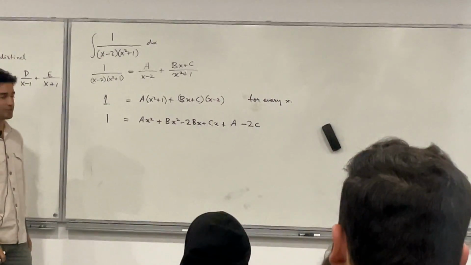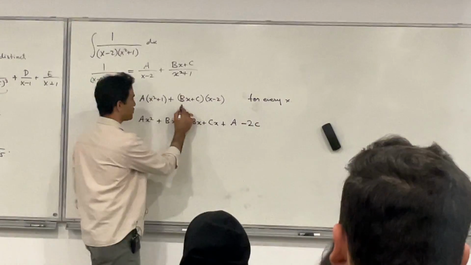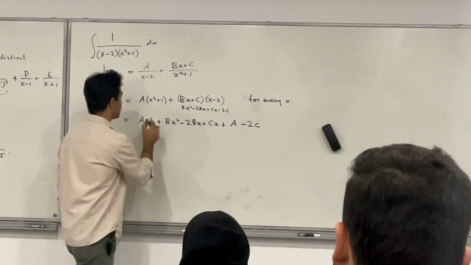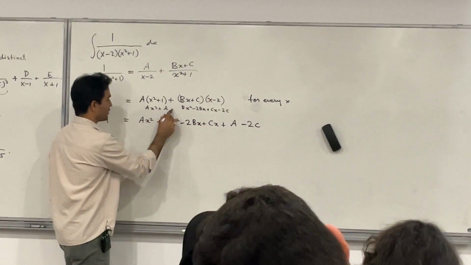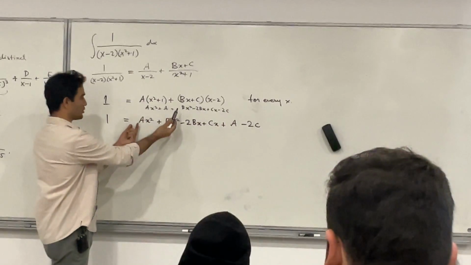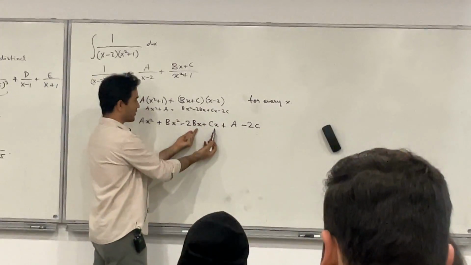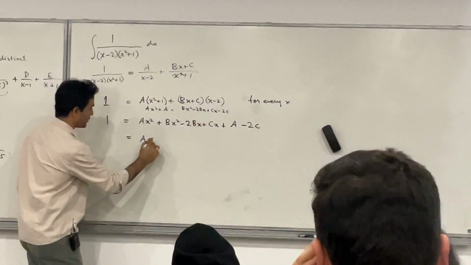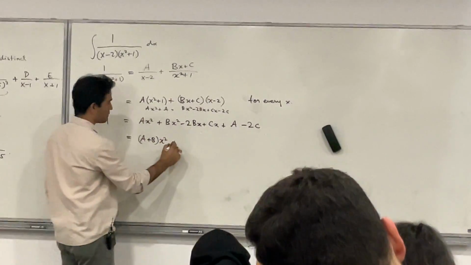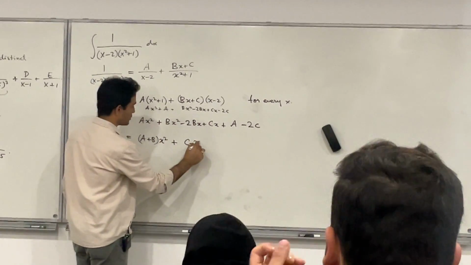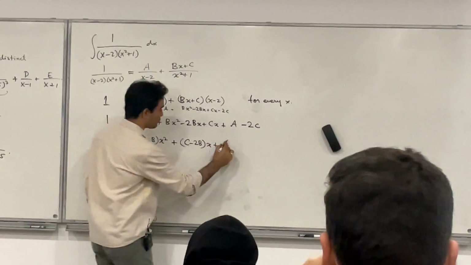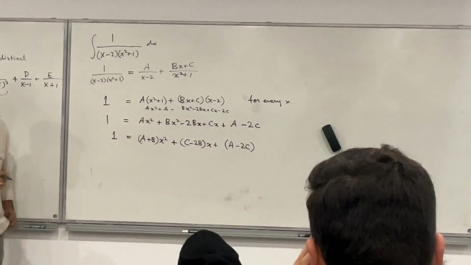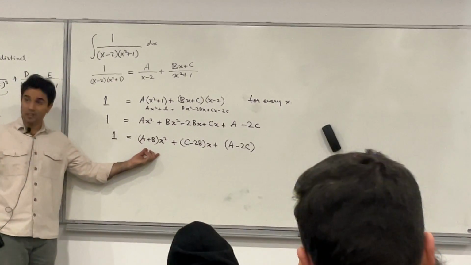And what else is wrong? So this one is bx squared minus 2bx plus cx minus 2c, and this one is ax squared plus a. I was trying to do two steps at once and put all the square things, linear things, and the constant things together. So basically we have a plus b x squared plus c minus 2b x plus a minus 2c is 1, right? This needs to be true for all x.